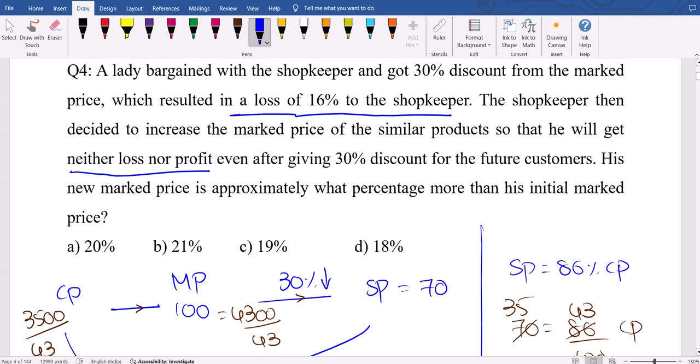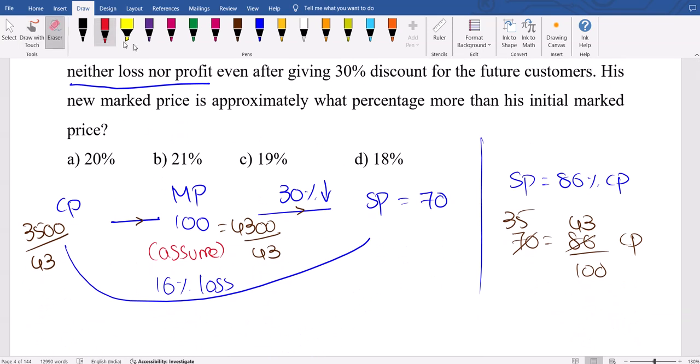Right? So let me cross check one. Initially she wants to get a 30% discount. So if the marked price is 100, this is my assumption, 30% discount I have to mention. Then we got selling price as 70. In the question they said 16% loss. Sorry, this is where I did wrong. Why did we get the wrong answer? 16% discount means this should be 84, right? It's 84. 16% discount, it will be 84.